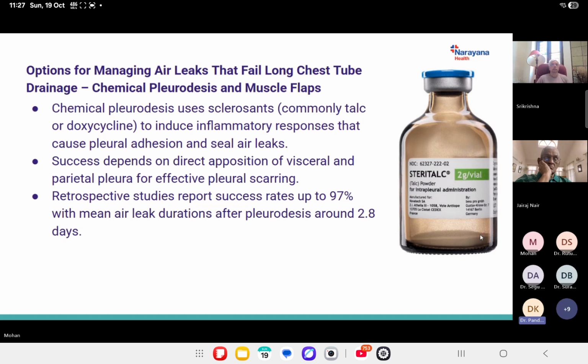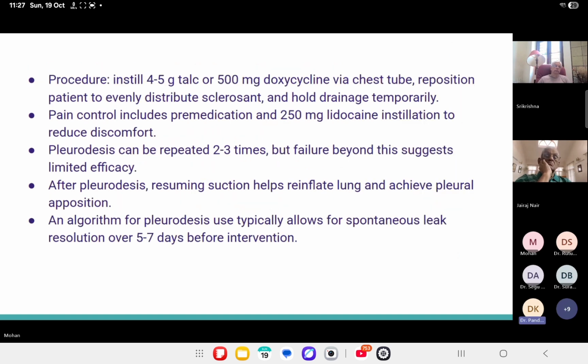This is the 2 gram vial of talc powder. So the procedure is to instill 4 to 5 grams of talc or 500 mg doxycycline via the chest tube. Reposition the patient to evenly distribute the sclerosant along the pleural space and hold drainage temporarily. Pain control includes pre-medication with 250 mg lidocaine instillation to reduce discomfort, and pleurodesis can be repeated 2 to 3 times. But failure beyond this suggests limited efficacy.